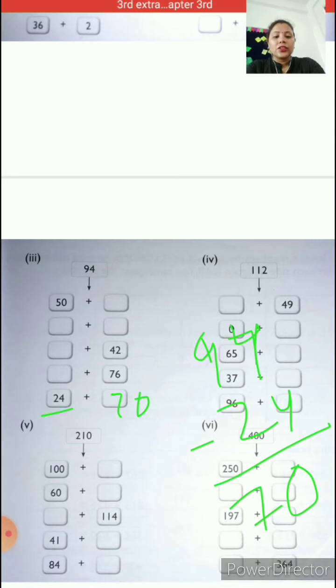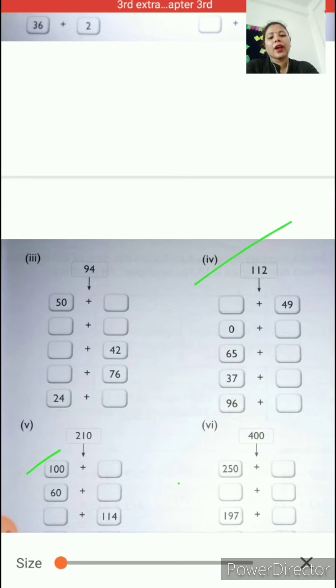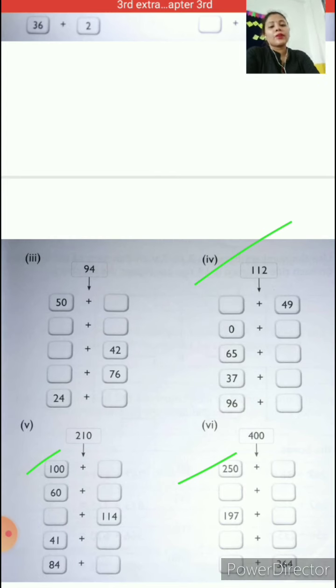Clear? Similarly, you have to do these 3 questions also, question number 4, 5 and 6 in your notebook. It's for you. You have to do it by yourself. Revise your all previous questions, revise your all previous video and do it by yourself in your notebook. And if still you have any doubt, just discuss with me.